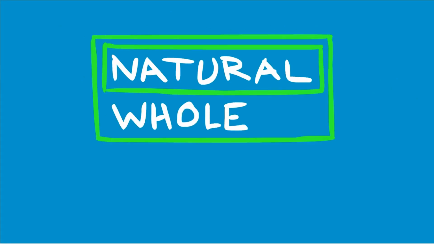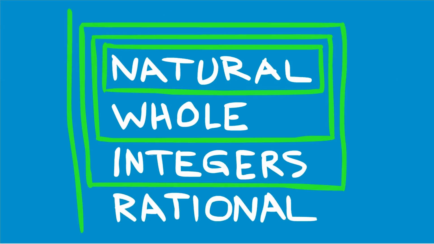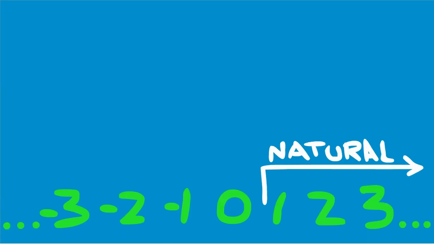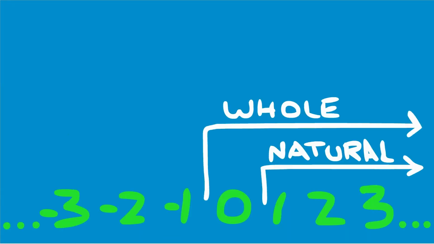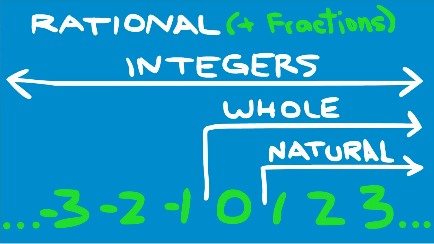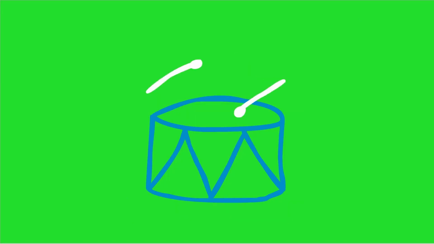All natural numbers are whole numbers. All whole numbers are integers. All integers are rational numbers. Now listen to that drummer.